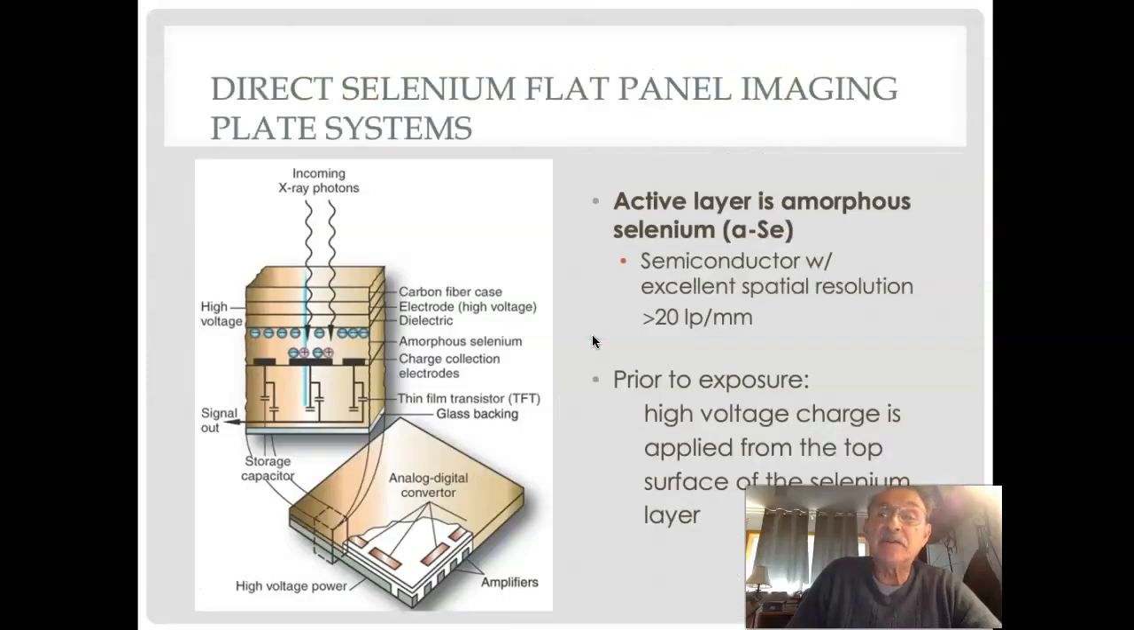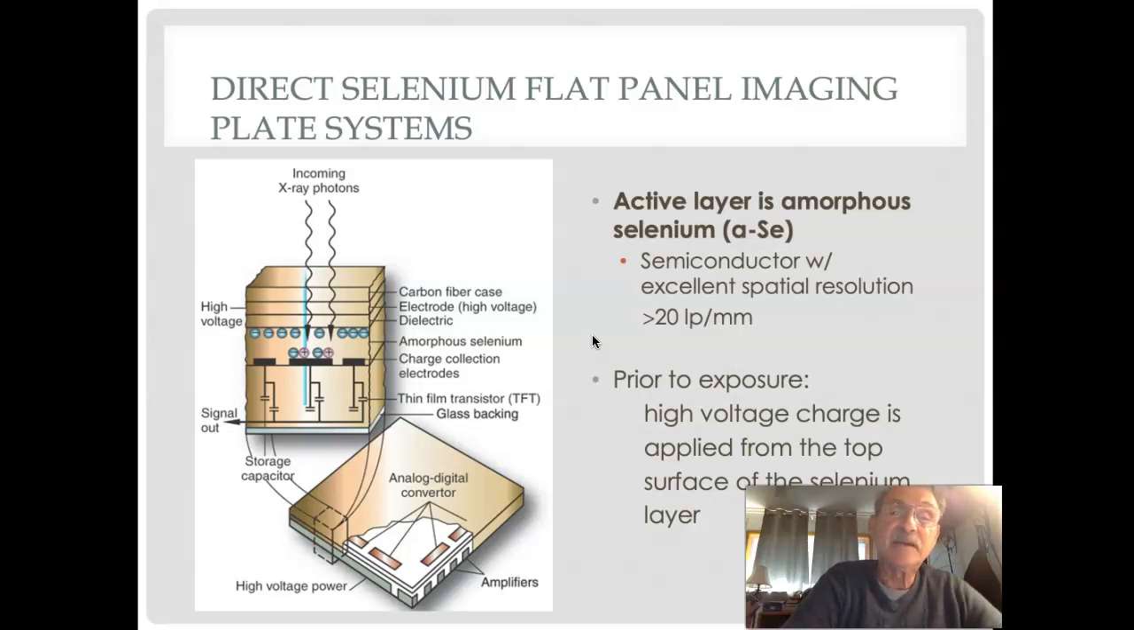So what do we have here? The active layer for direct digital is amorphous selenium, and that's a semiconductor, and it has really good spatial resolution. Now, it says greater than 20 line pairs per millimeter, and I think that that's wonderful, but I wonder how they were able to capture that, because it becomes very difficult for us, as you know, to display images with that level of resolution.